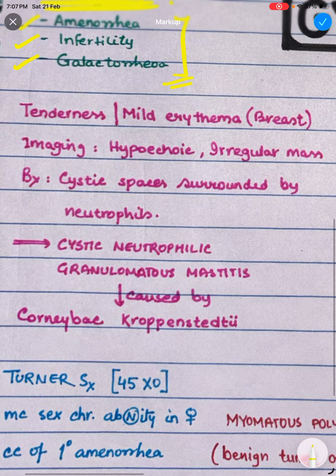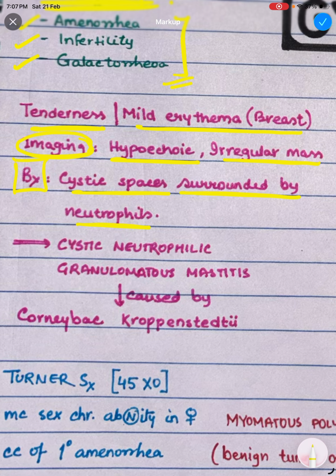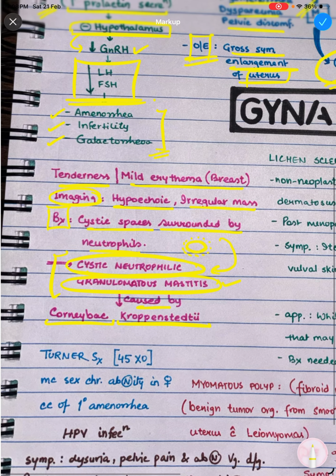The next thing is a patient who came with tenderness and mild erythema of the breast. On imaging we get a hypoechoic and irregular mass. On biopsy we have cystic spaces surrounded by neutrophils. This is cystic neutrophilic granulomatous mastitis, which is caused by Corynebacterium kroppenstedtii. So this is all about cystic neutrophilic granulomatous mastitis.